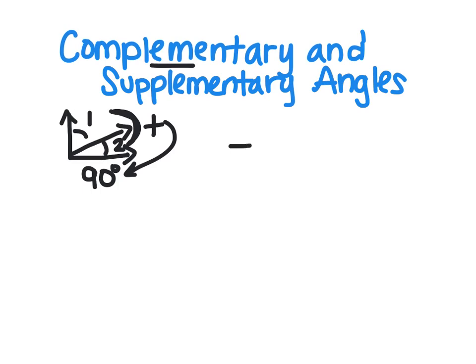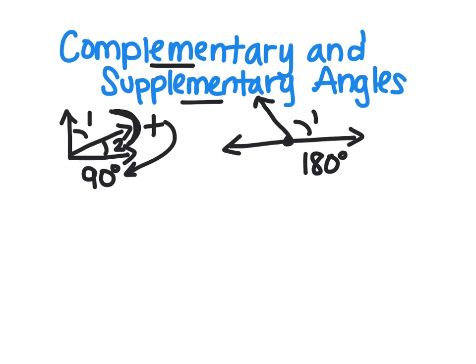Supplementary would simply be an angle that has two rays and a common endpoint. We know that this particular angle is 180 degrees because it forms a straight line. This is known as a supplementary angle. Now, supplementary angles would simply be where you have two angles that add up to 180 degrees. So if I was to split this one, I would see that angle 1 and angle 2 added up together would equal 180 degrees.